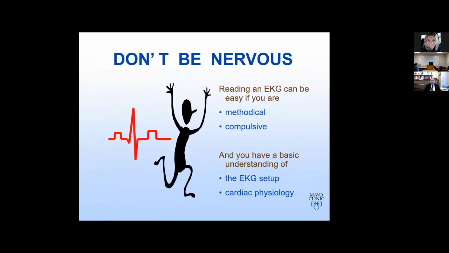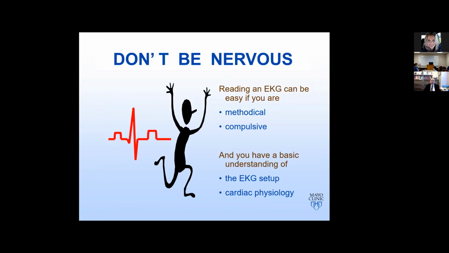ECGs are very intimidating. It's a bunch of squiggles on a page. But if you read an EKG methodically and compulsively, and you have a basic understanding about the EKG setup and cardiac physiology, it's actually not that challenging to read an ECG. Don't tell anybody because I'll lose my job, but it's not. And actually, as a pediatrician, you don't have to know the subtleties of reading an ECG. What you need to know is normal, abnormal. Okay, and abnormal is abnormal I need to see now, or abnormal we need to evaluate in the future.